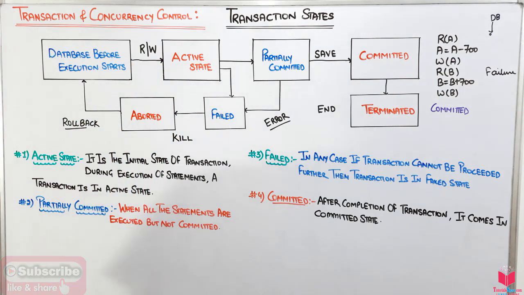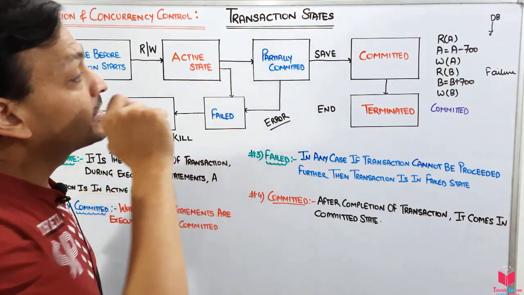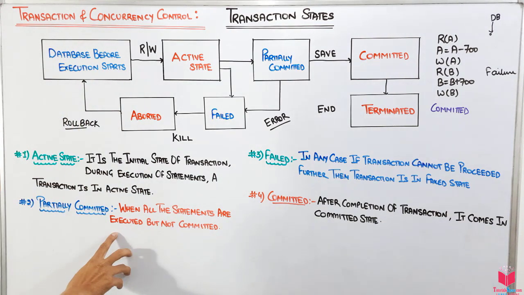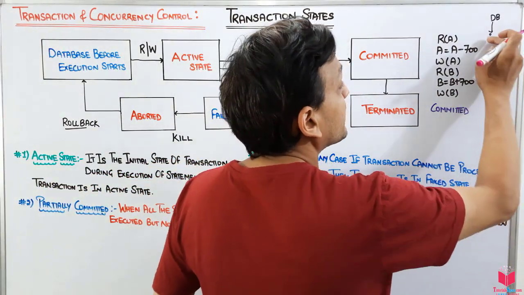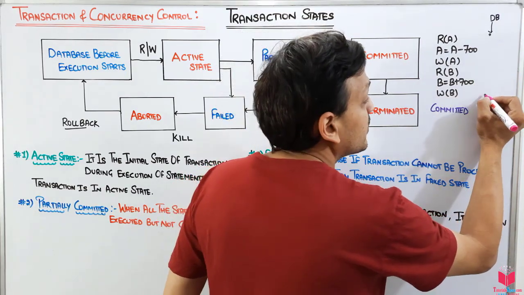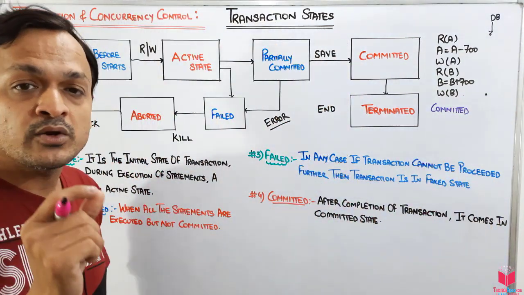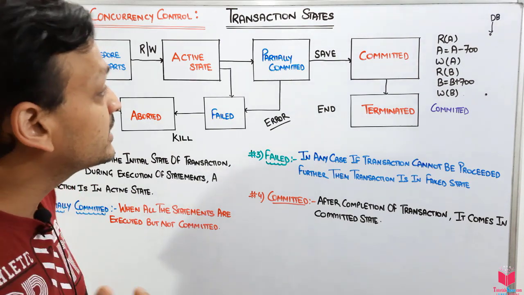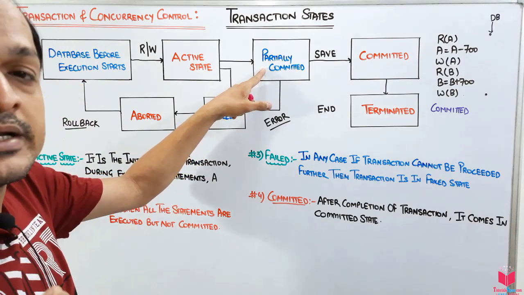Now after that, there are two options. First is the partially committed state. Partially committed means that all the statements are executed but not yet committed. We are executing the statements, but before committing, we are here. So we have executed this write on B, all these statements have been executed. Then we say that the transaction is partially committed. We have not committed the statement.